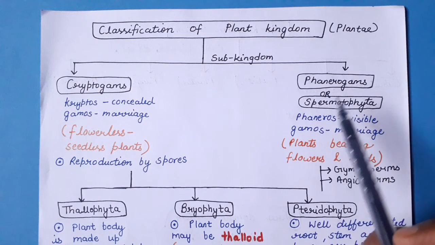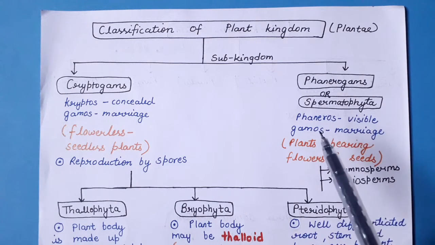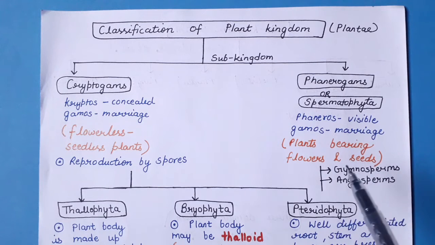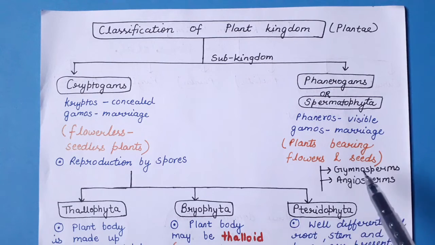However, Phanerogams or Spermatophyta are the plants bearing flowers and seeds. They are of two types, Gymnosperms and Angiosperms.